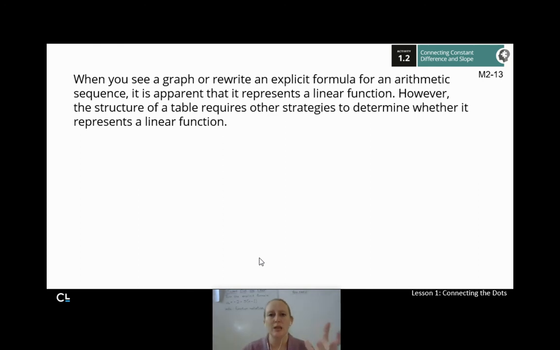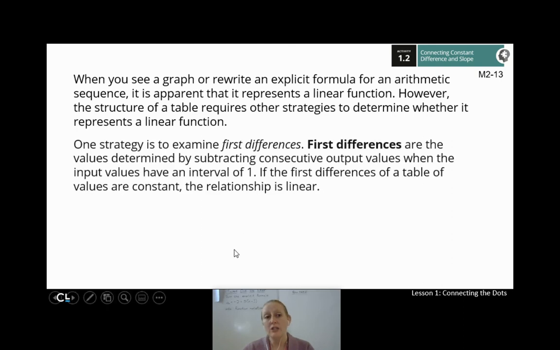So if you want to know if a table is a linear function, we've got to look at it from a slightly different perspective. One strategy is to examine what we call first differences. First differences are the values determined by subtracting consecutive output values. So where the input has an interval of 1, so your x's, your input is just like 1, 2, 3, 4, it just has a difference of 1, 1, 1, 1. Then the first differences are what you get when you subtract your outputs, when you subtract your y's. I'll show you what I mean in a second. If the first differences of a table are constant, the relationship is linear.